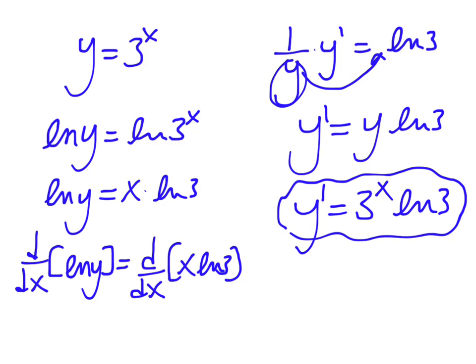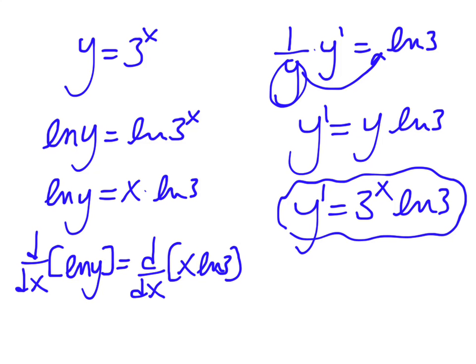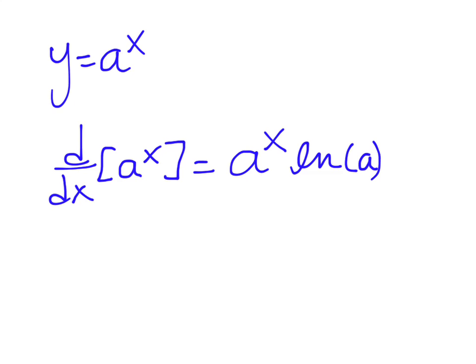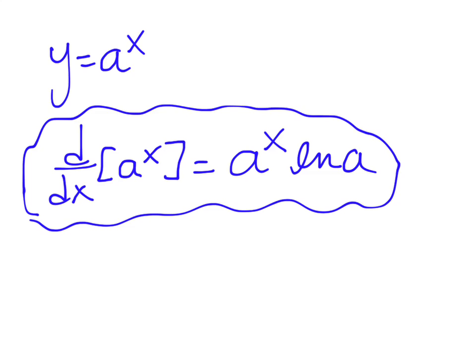So from this you can kind of see the rule, and they're all like this. If you have y is equal to a to the x, where a is a number, then the derivative, d over dx, of a to the x is always a to the x times ln of a. So it's that simple. If you know this rule, you can take the derivative of any of these.